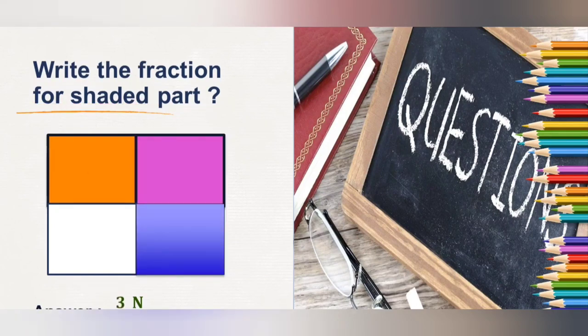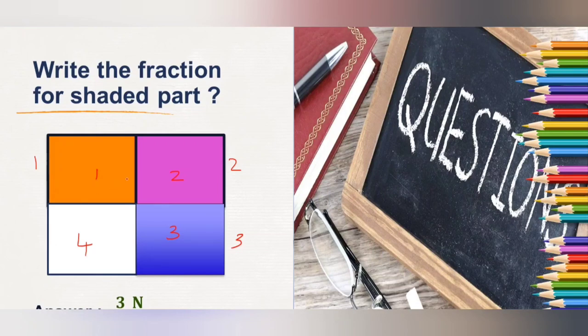Next, write the fraction for the shaded part. How many parts are here? 1, 2, 3, 4. 4 equal parts are there. Out of 4 equal parts, 1, 2, 3 parts are considered. So, 4 will be the denominator, the total number of parts.